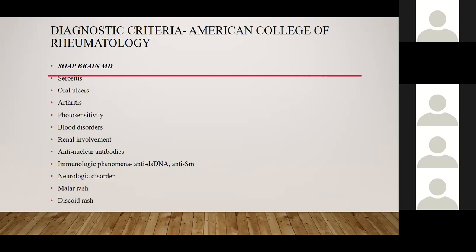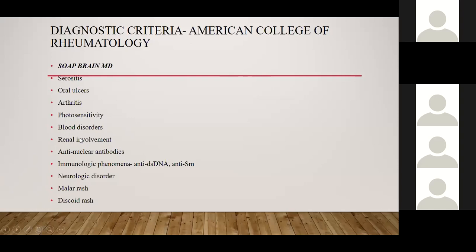So ACR, American College of Rheumatology, actually have a diagnostic criteria which you can see. So basically, you can go with the mnemonic SOAP brain MD. Okay, so this mnemonic can guide you. And so you can see that inflammation of the serosa, or called serositis. You can see that, and then there's oral ulcers, then arthritis, then photosensitivity. So that becomes your SOAP.